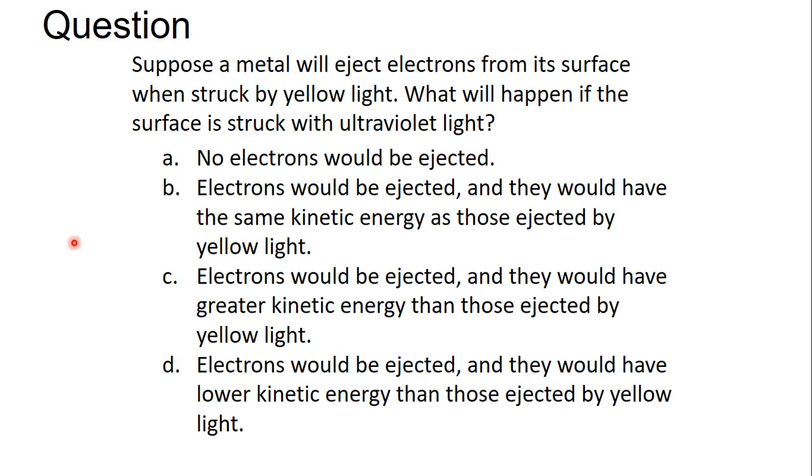Let's make sure we have this topic down. If I have a metal that will eject electrons when struck by yellow light, what will happen if I strike it with ultraviolet light? There are your four options below. Pause the video, see if you can pick it out, and come back when you have an answer. Alright, the answer is C. Ultraviolet light has more energy, so you will definitely eject the electrons. And since you have more energy than the binding energy, all that extra energy is going to be converted to kinetic energy. So they'll have more kinetic energy than with the yellow light.